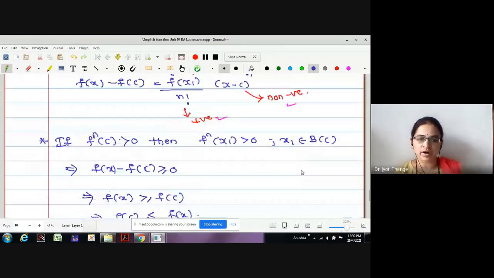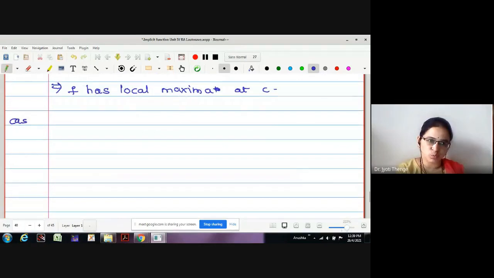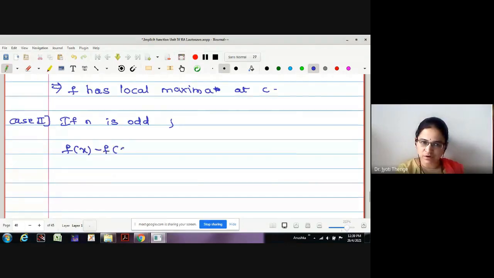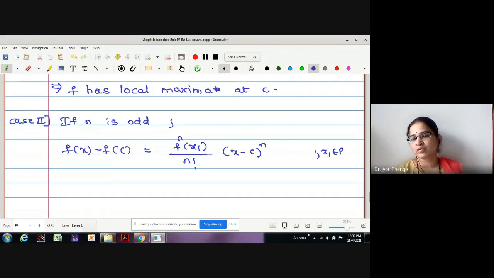What happens if n is odd now? Let us consider case 2. What happens if n is odd? Let me write the statement again. f(x) minus f(c) is equal to f^n at the point x1 divided by n factorial times (x minus c) raised to n. No doubt x1 belongs to the neighborhood. Now n is odd. If n is odd, what about the nature of x minus c raised to n? Can we predict the nature?